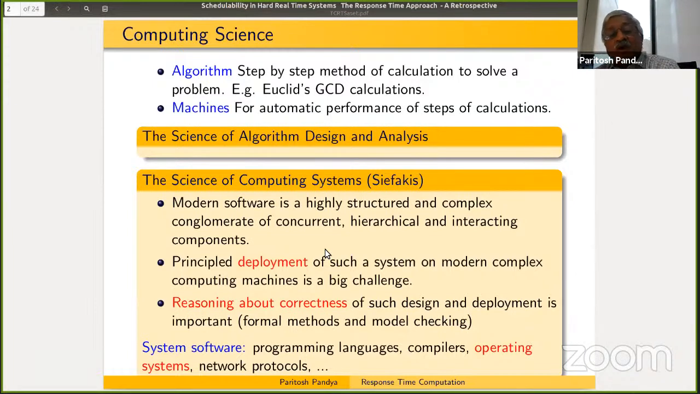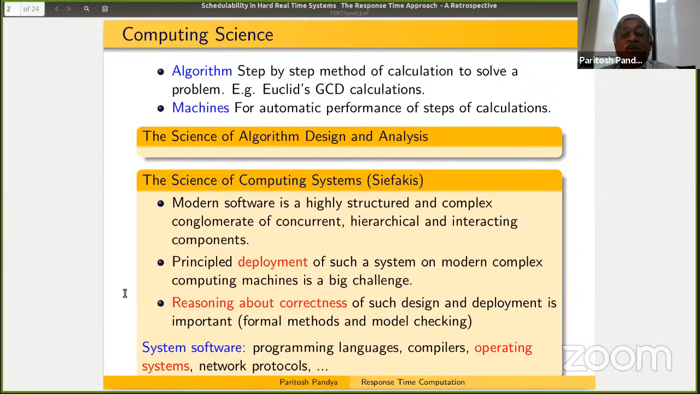And finally, because computers are being used in all spheres of life, some of them, both economically and in human terms, very sensitive, we had better be sure about our design. So there is a need to reason about the correctness of such designs and deployments, and there is a whole field called formal methods and model checking, which deals with this aspect of computing system correctness. In fact, TIFR was an early entrant in this in India, and Mathai and Shamsundar, I think, led this activity in TIFR. So we're very privileged to have Mathai here.